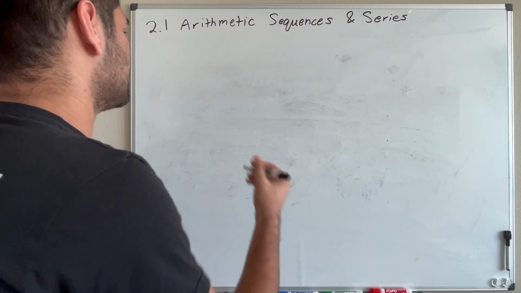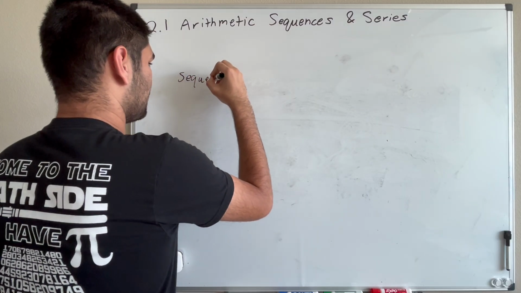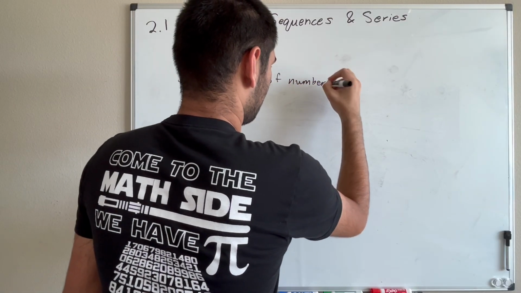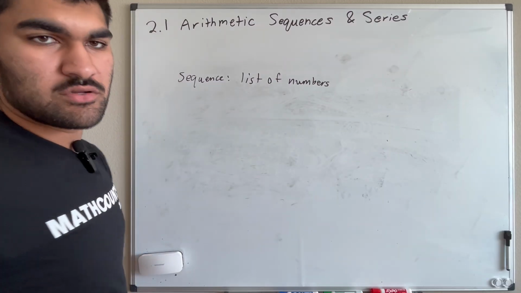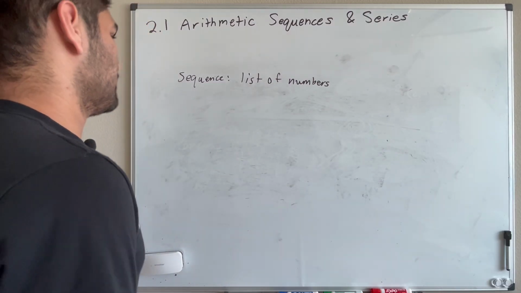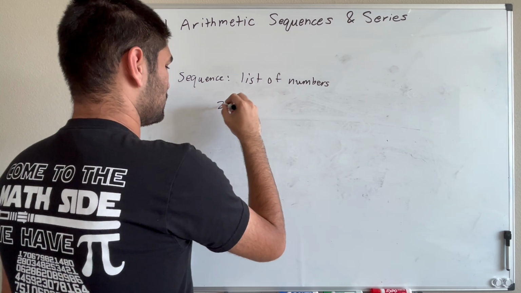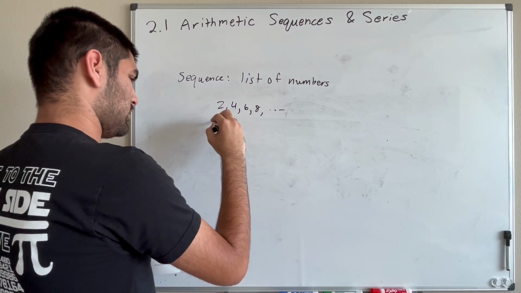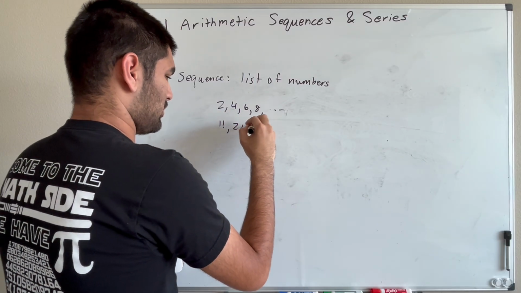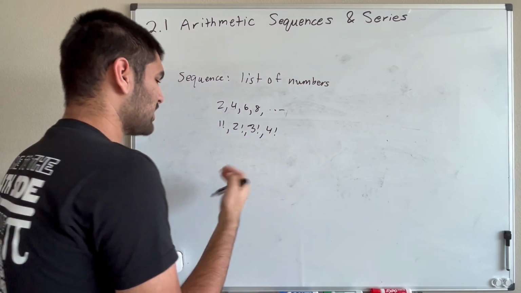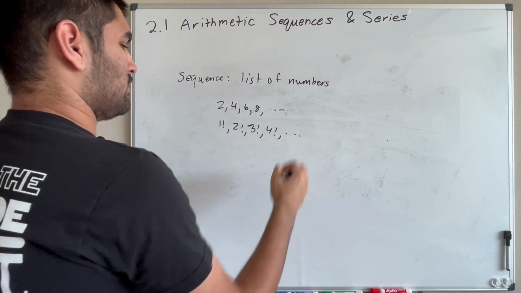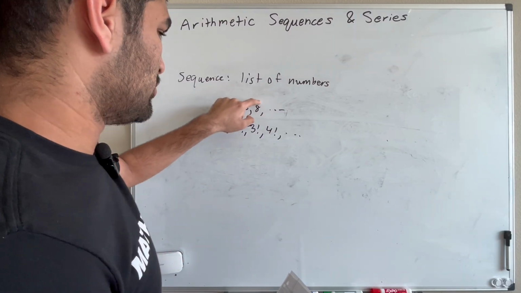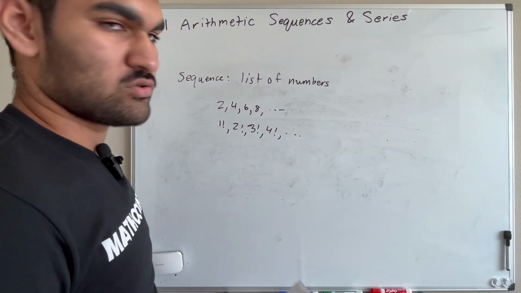So to begin with, a sequence is any list of numbers. It's a list of numbers, right? Usually a sequence follows some type of rule, but it's not necessary. Some examples of sequences are 2, 4, 6, 8, and so on, or we could have 1 factorial, 2 factorial, 3 factorial, 4 factorial. It's just any kind of list of numbers that may or may not follow a rule. In these cases, both of these follow a rule. In this one, each time you're adding 2, and in this one it's each factorial.